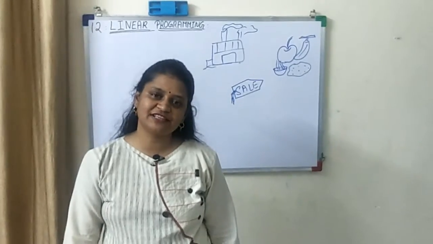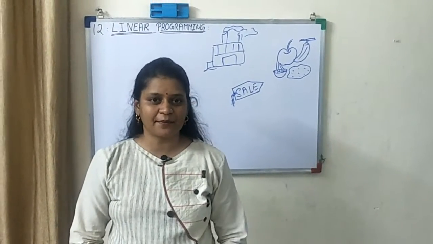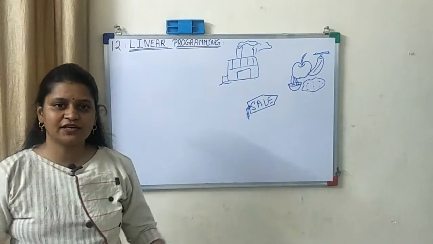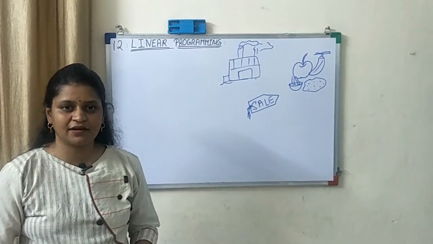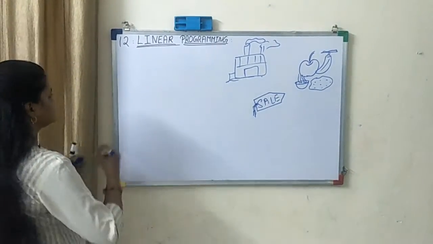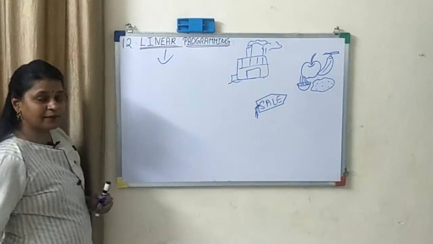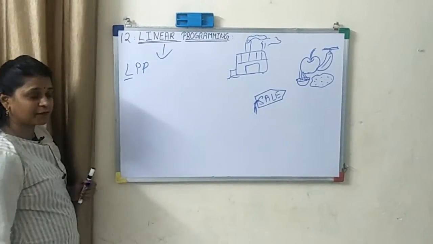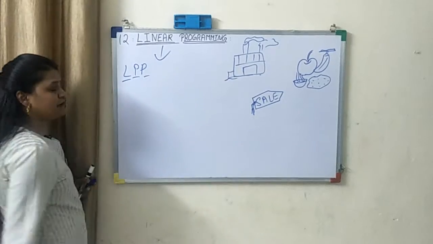Everyone, let's begin with chapter number 12, that is the linear programming problem. First we'll see how linear programming works and what it deals with. So let's begin. A linear programming problem is also known as LPP, that is L for linear, P for programming and P for problems.